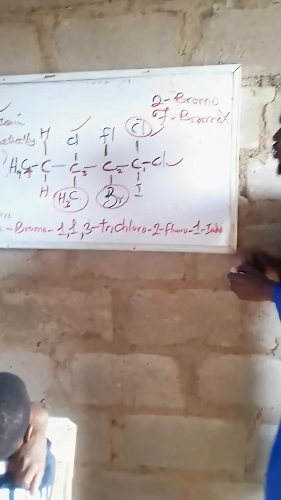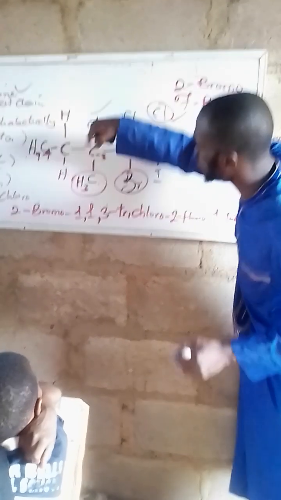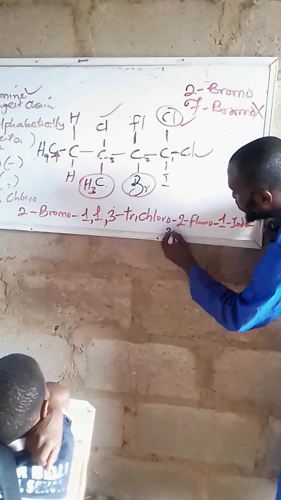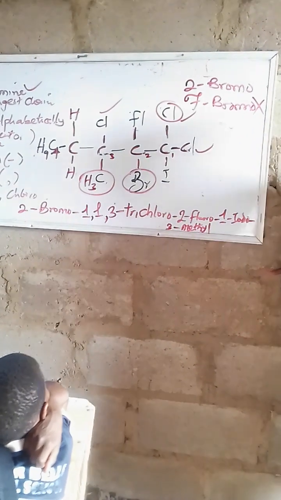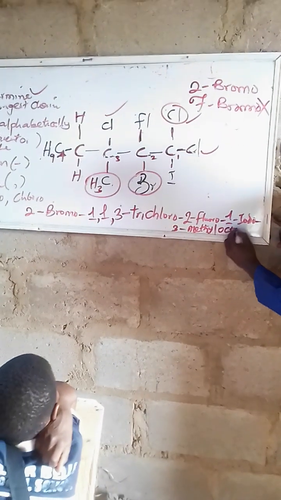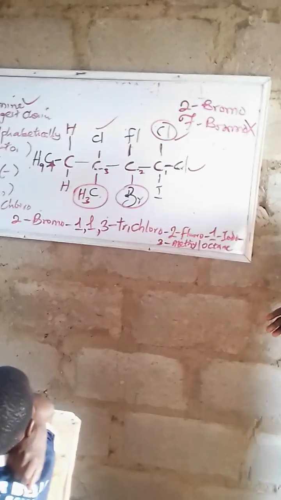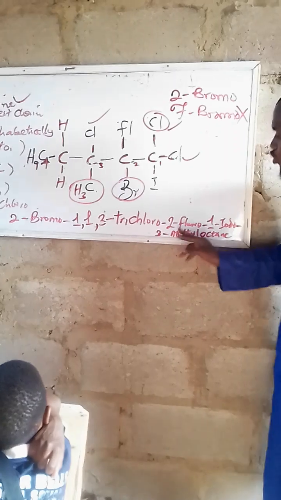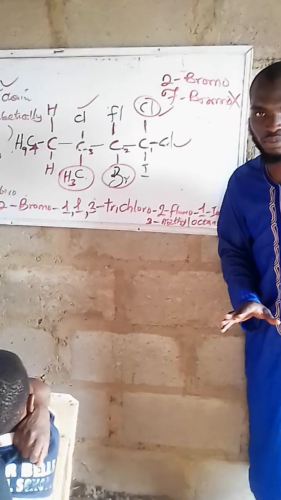Remain how many? This one. Now let's count. 1, 2, 3. This methyl is on carbon number 3. It will now be 3-methyl. Then what is their family name? The family name is octane. Then you come here and put octane. That is just that. Now the nomenclature for this is: 2-bromo-1,3-trichloro-2-fluoro-1-iodo-3-methyloctane. That is just that. Are we there?